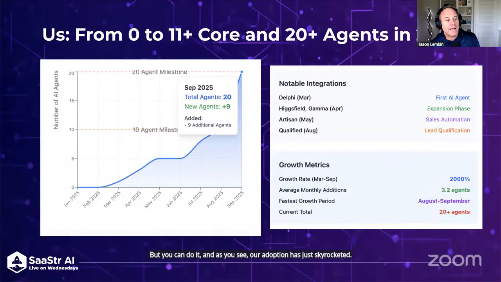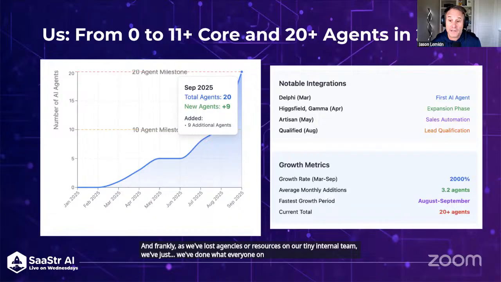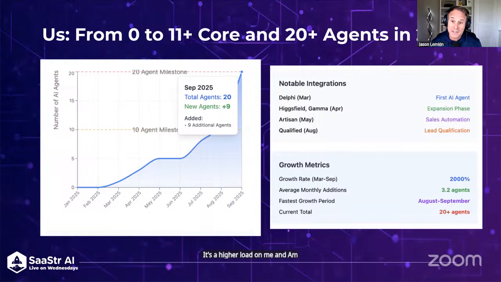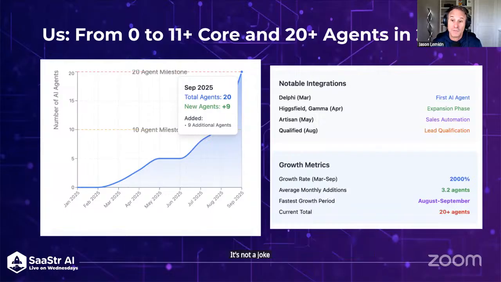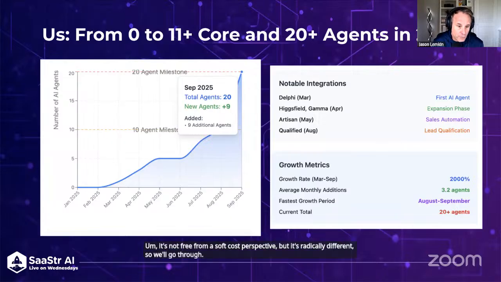And frankly, as we've lost agencies or resources on our tiny internal team, we've done what everyone on the internet says, which is replace them with AI. And it's not without challenges. It's a higher load on me and Amelia because we have to manage these agents. Amelia's title has changed from SVP and GM to Chief AI Officer. It's not a joke because that's probably what she spends 30% of her time on, managing these agents. It's not free from a soft cost perspective, but it's radically different. So we'll go through what we've done.